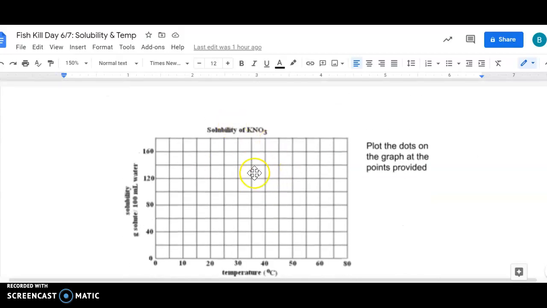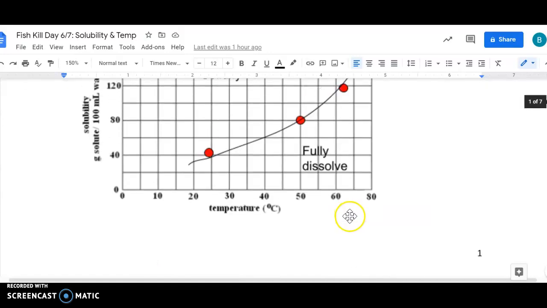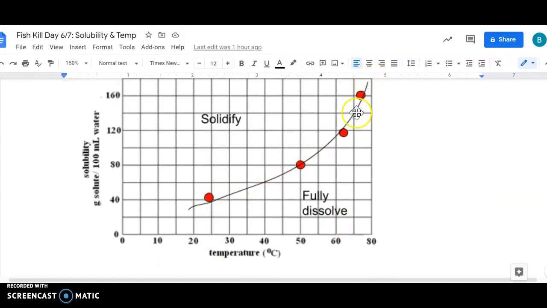So what you'll do is you'll double click and you will use the shape tool. It has a circle and a square to draw the circles, which will come out like this. Then the line tool, you can click and you can draw a curve as well. Anything that is above that curve will start to solidify, so it is not fully soluble. Anything below is fully soluble.